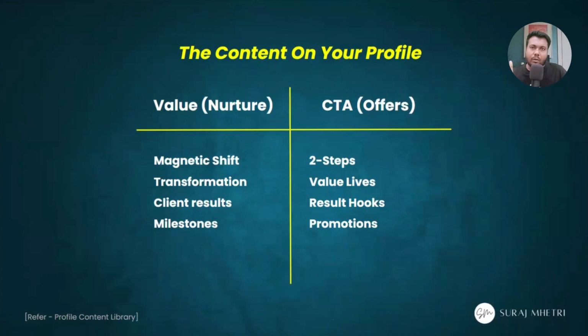Third is the result hook method. This involves posting a screenshot of a testimonial from a client who achieved a result while working with you. The post calls out to people who are interested in obtaining the same outcome that you are delivering. First, you share the testimonial and then ask them if they want the same results. This is the result hook method.